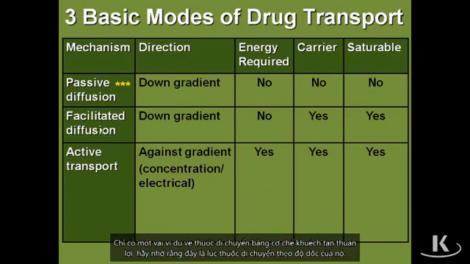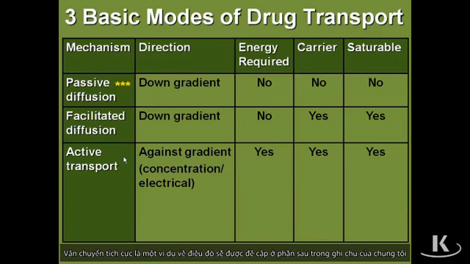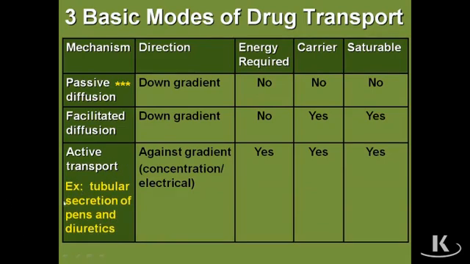There are only a few examples of drugs moving by facilitated diffusion. Remember, this is where the drug moves down its gradient. It does not require energy, but it does require a carrier. And since it requires a carrier, the system can be saturable. Also, there are only a few examples of drugs moving by active transport. One example, which we'll refer to later on in our notes, is the tubular secretion of penicillins and also of diuretics, the ability of those drugs to be secreted, for example, in the proximal tubule, which is where this is taking place.